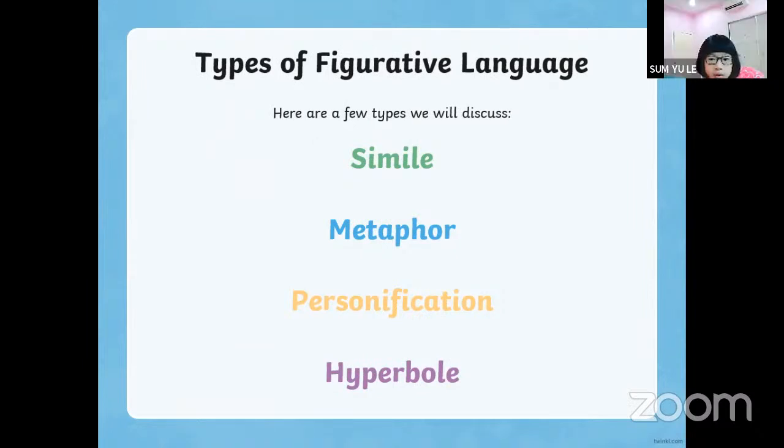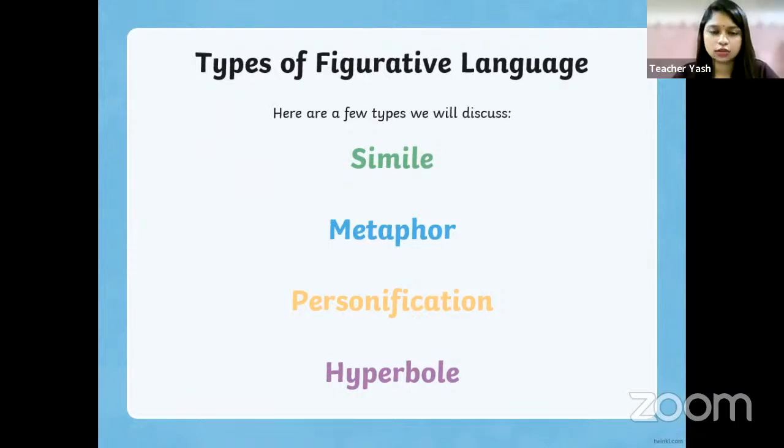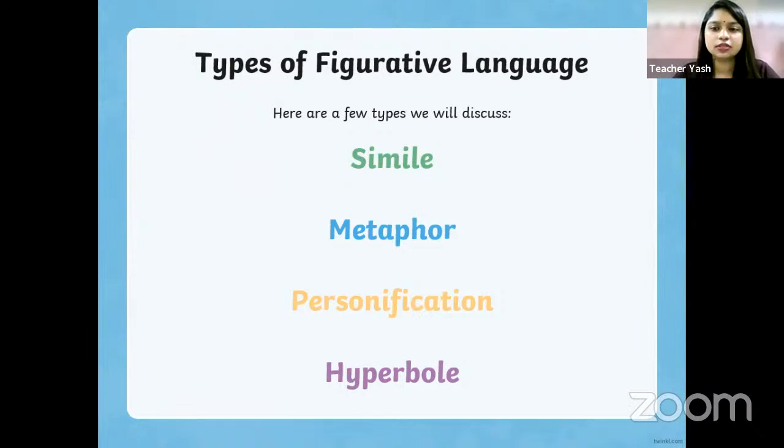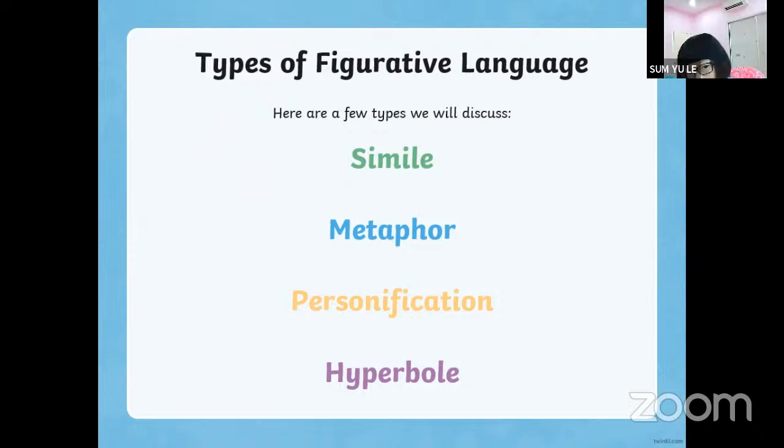Types of figurative language. Here are the types we will discuss. Simile, metaphor, personification, hyperbole. You read the second one. Metaphor. Okay, so we will learn simile, metaphor, personification, hyperbole. And you already know idioms, right? Yeah. Okay.